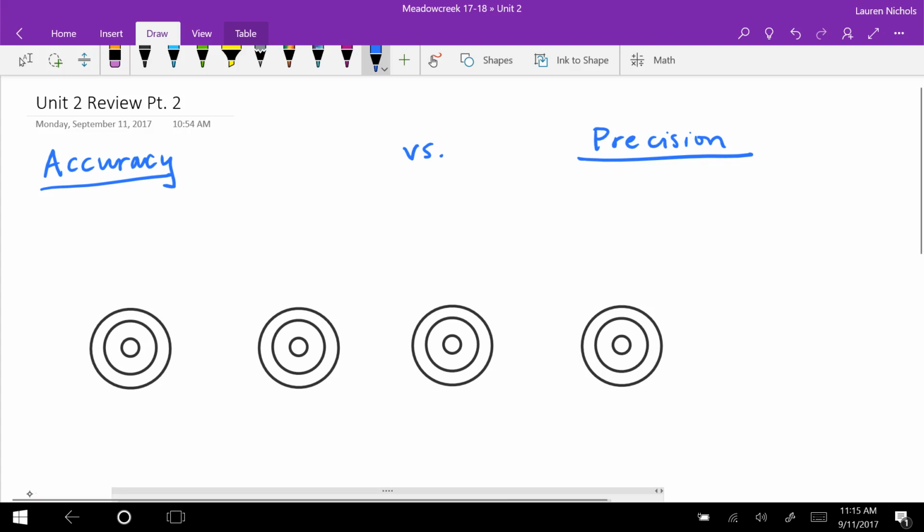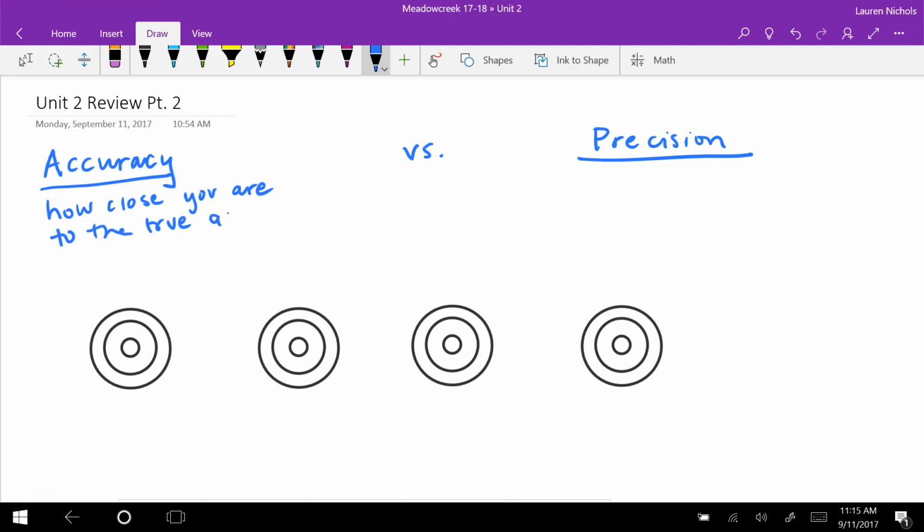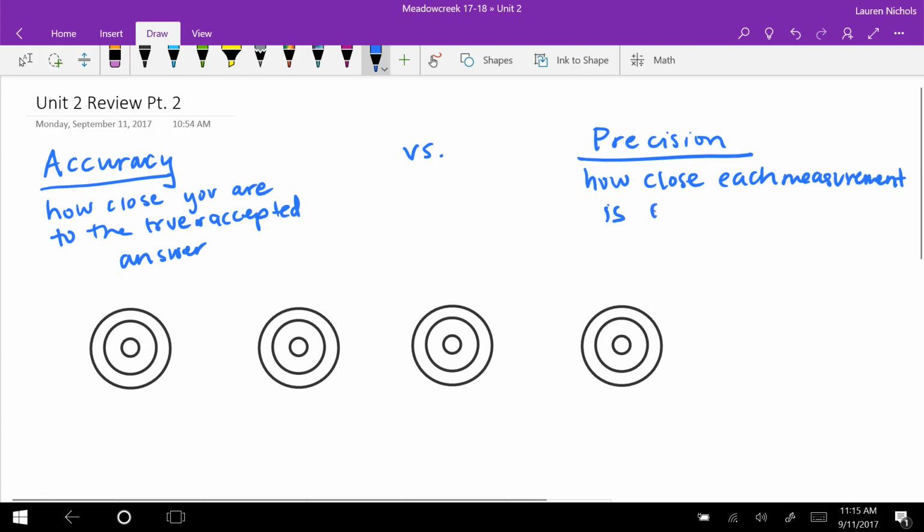Accuracy is how close you or your measurements are to the true or accepted answer. And remember, if I'm writing this down, you should be writing it on a piece of paper so that you are studying and really doing what you need to do for your test tomorrow. And precision is how close each measurement is to each other. And so there really is a difference between these two.